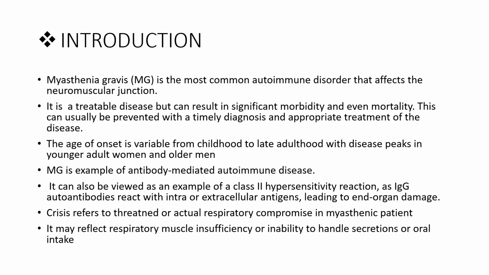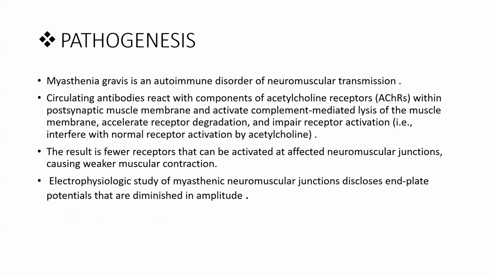Myasthenia gravis is an example of an antibody-mediated autoimmune disease. It can also be viewed as an example of class 2 hypersensitivity reaction, as IgG antibody reacts with intra and extracellular antigen, leading to end organ damage. Crisis refers to threatened or actual respiratory compromise in a myasthenia patient. It may reflect respiratory muscle insufficiency or inability to handle secretions or oral intake.